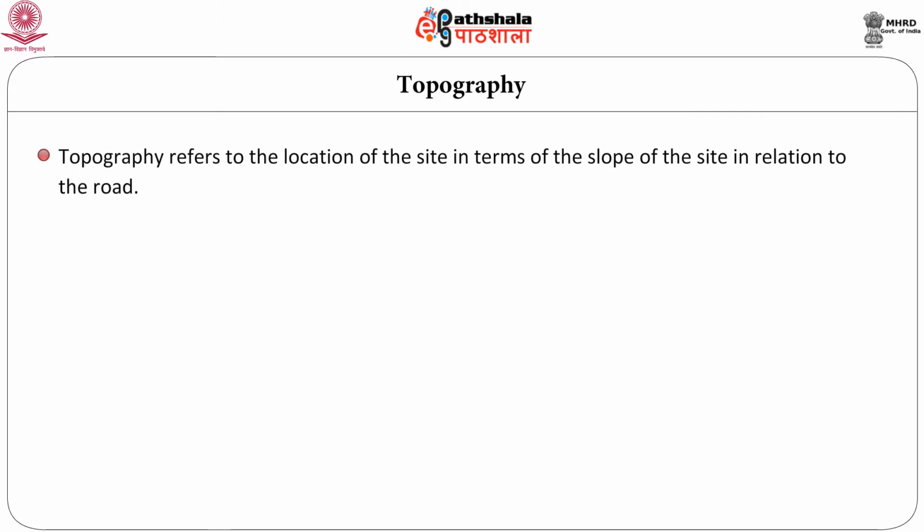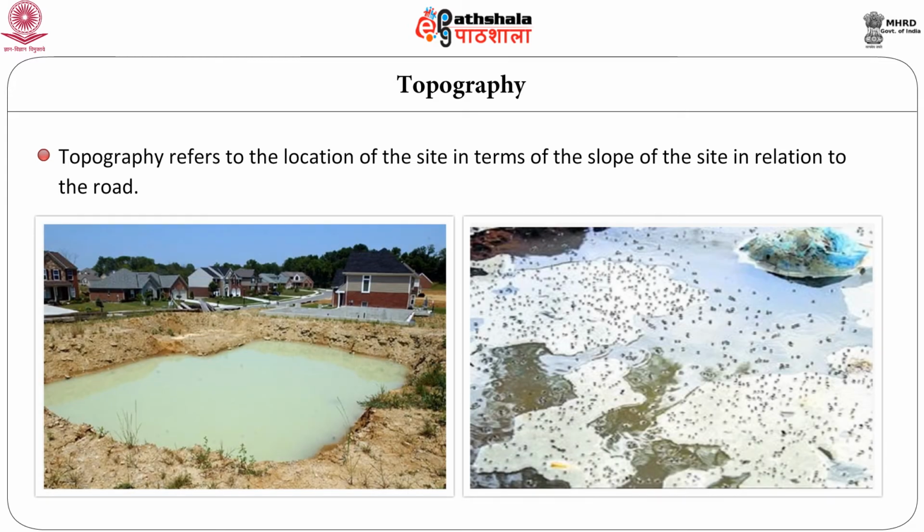Now when we say topography, it refers to the location of the site in terms of the slope of the site in relation to the road. The slope should be in such a way that it is towards the road and away from the site. This would facilitate a proper drainage of rainwater as well as wastewater. If the slope is towards the site and away from the road, the rainwater or the wastewater would stagnate on the site, and this could lead to mosquito menace.